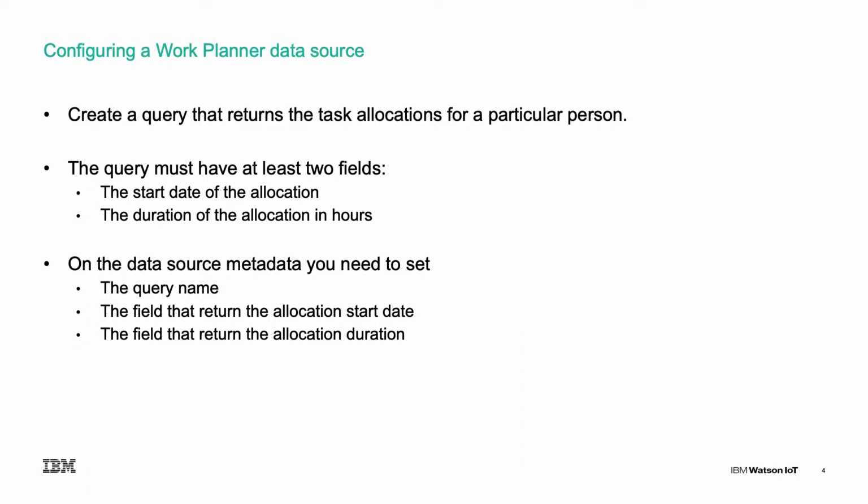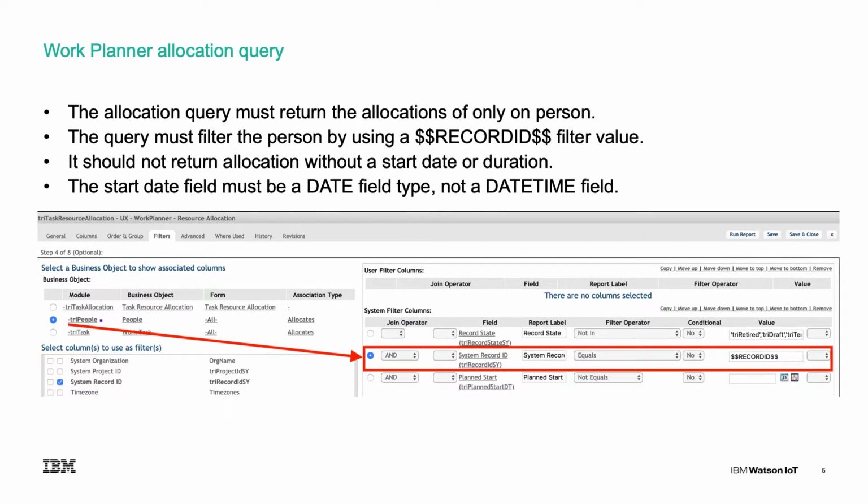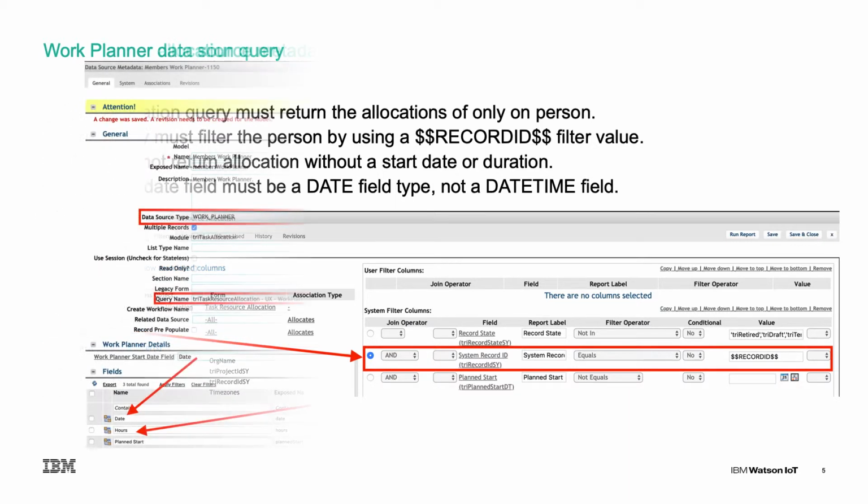It must be configured with a query that returns the task allocations of a particular person. You also need to inform which fields returned by the query contain the allocation start date and the allocation duration. The Work Planner allocation query can return any business object that represents a task allocation. It must return the allocations of a person, and the allocations must have a start date and a duration.